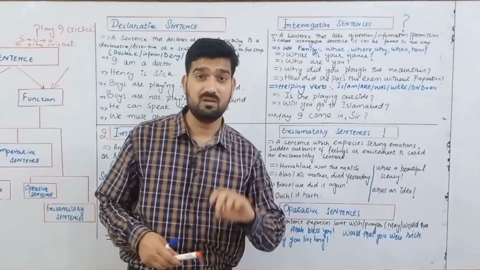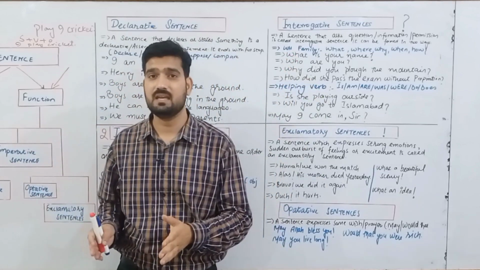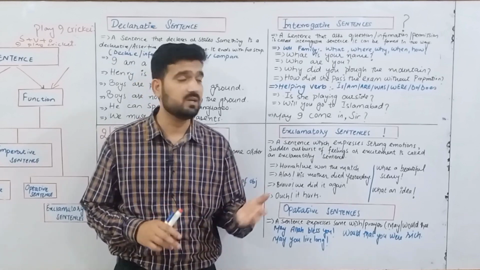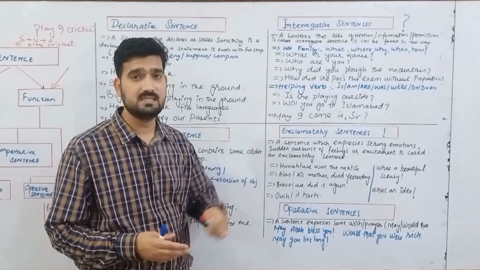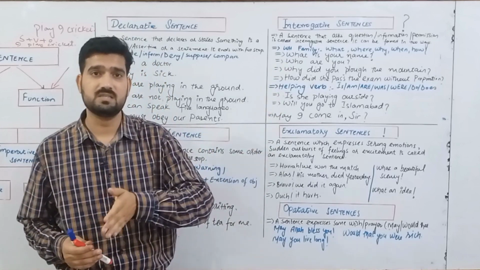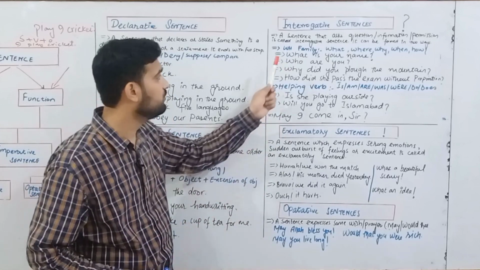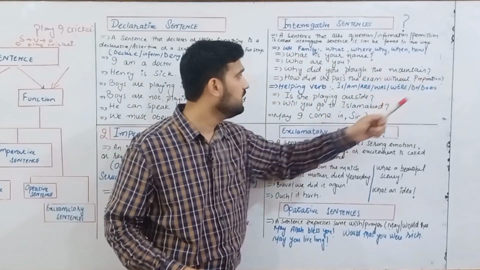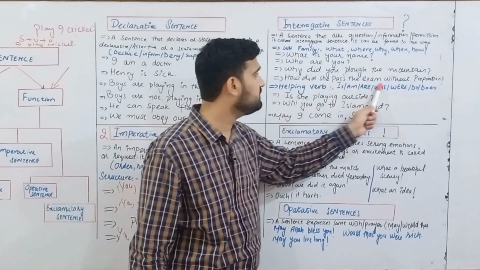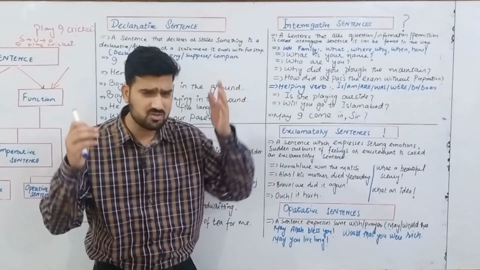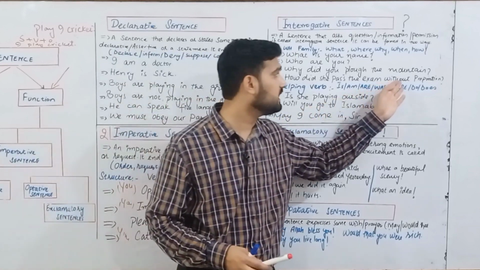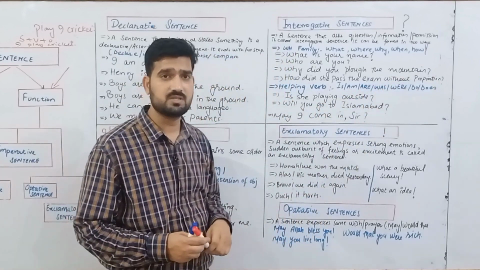We can make it in two different ways. First of all, we can make it with the WH family: what, where, when, which, how. We can make sentences with this just by putting the WH family at the start of the sentence. For example, what is your name? Who are you? Why did you climb the mountain? How did she pass the exam without preparation? How can she do this? For example, we can say, how can she pass without preparation?